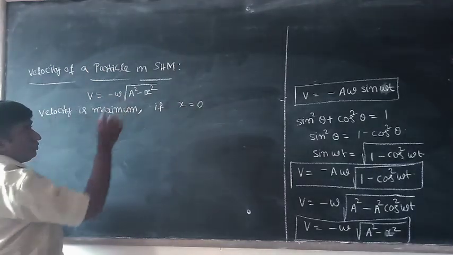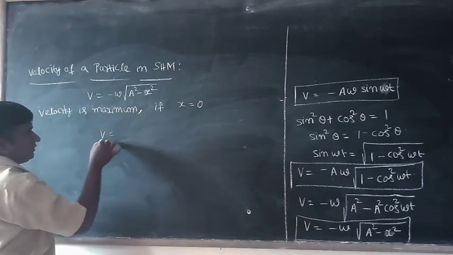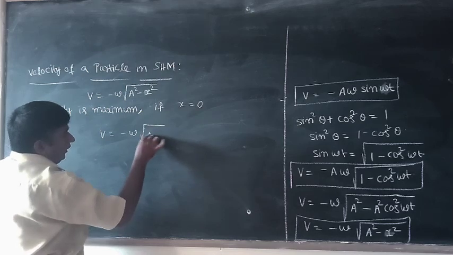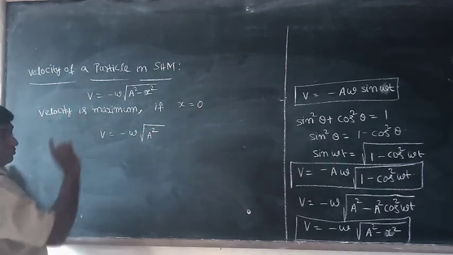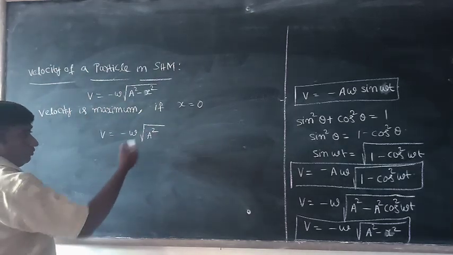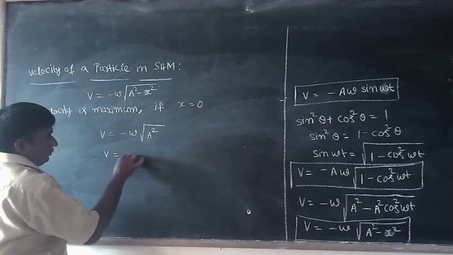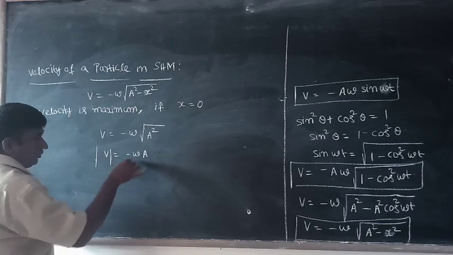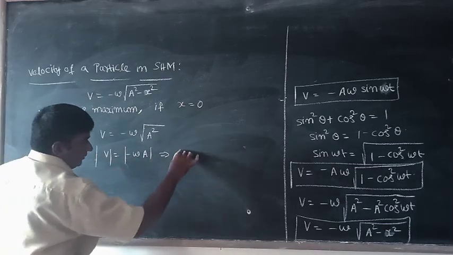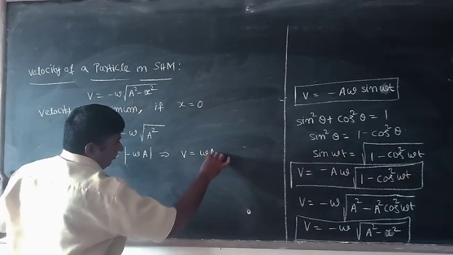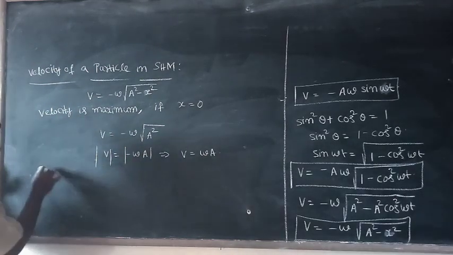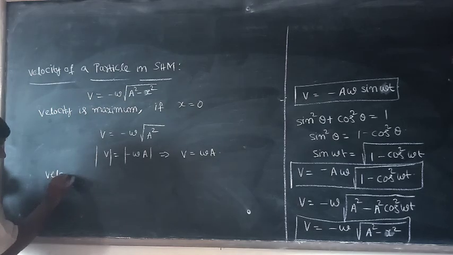If x is equal to 0 and you substitute, you get v is equal to minus root of a square, because the x square value is 0. So root a square is nothing but v is equal to minus omega a. In terms of magnitude, v is equal to omega a, which is the maximum velocity. So when is velocity minimum?